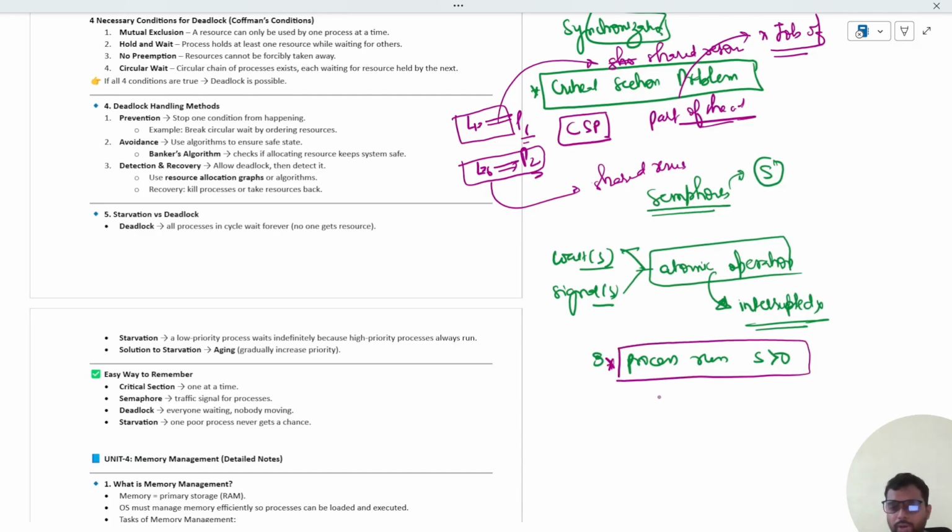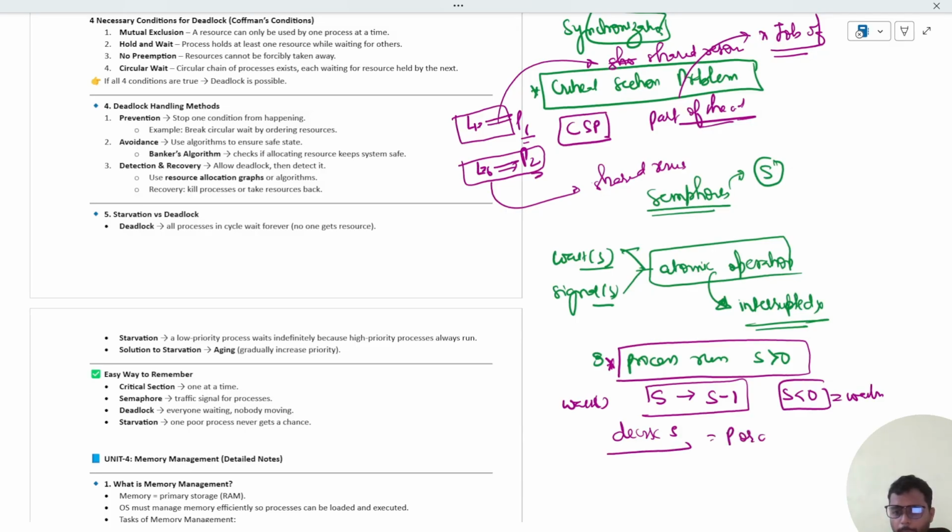So in wait, what will it do? It will try to hold the process. It will set S as S minus 1. So whenever S becomes less than 0, the process will be in the waiting state. So in the wait operation, we try to decrease S to S minus 1. Okay. And this is known as decrease S. This operation is also known as P or down.